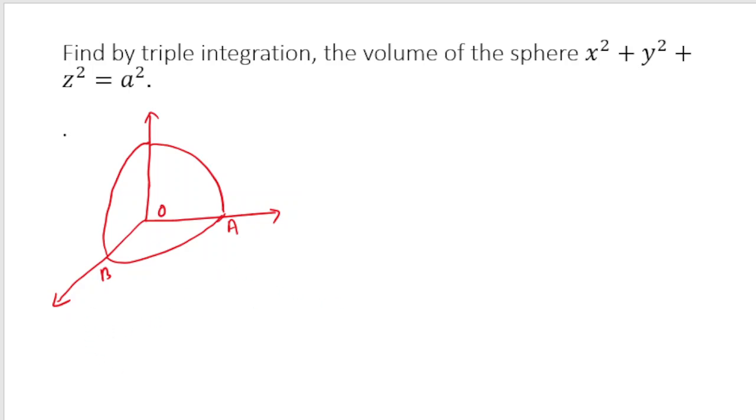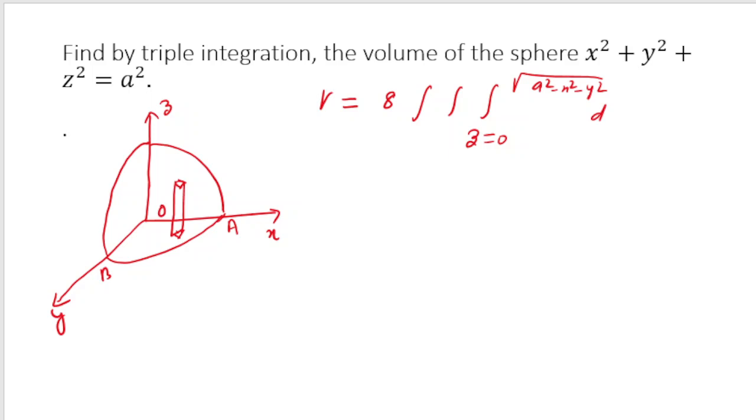So I will solve this problem in Cartesian coordinates. If I write it in Cartesian coordinates, the volume will be 8 times the integral. The way we have done it, I will take a solid structure like this. This structure starts at z is equal to 0, that is in the xy plane. This is x-axis, this is y-axis, and this is z-axis, and it goes up to the sphere, that is under root a square minus x square minus y square, and then dz.